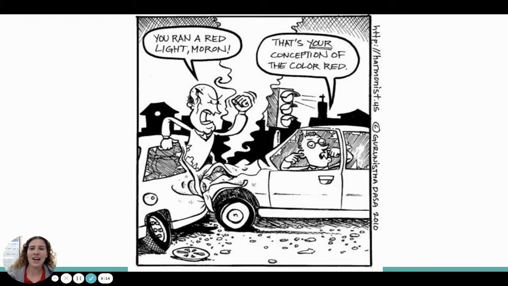So these two got in a car crash. The one on the left says, "You ran a red light, moron." And the guy on the right says, "That's your conception of the color red." So what element could that be? If one idea is true for one person, not the other person, this could be no universal truth, right? Perception is up to the individual.